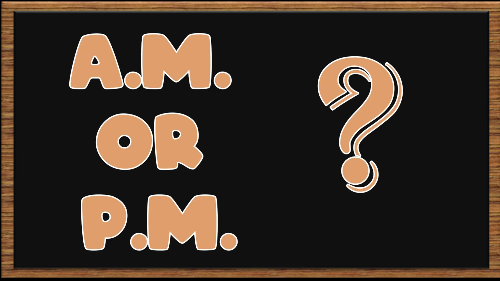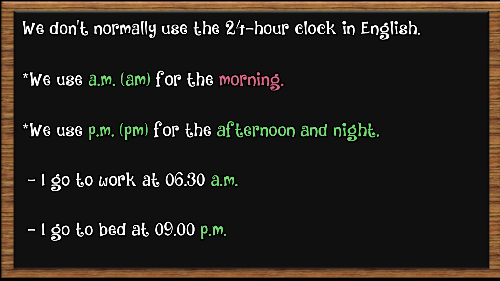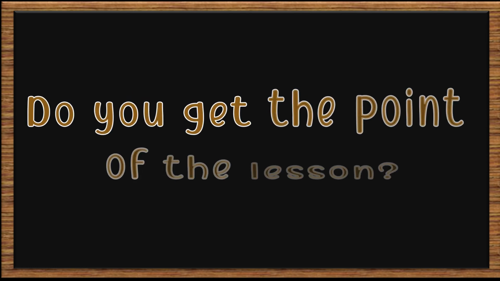AM or PM. We don't normally use the 24-hour clock in English. We use AM for the morning. We use PM for the afternoon and night. Like, I go to work at 6:30 a.m. I go to bed at 9 p.m.